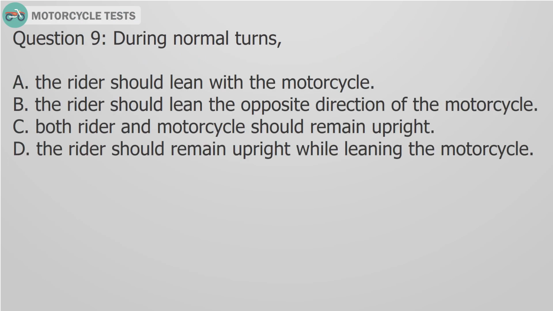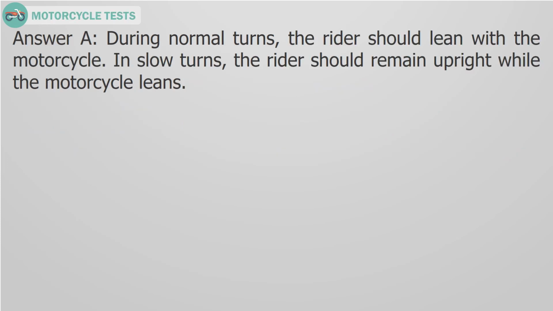Question 9. During normal turns, A. The rider should lean with the motorcycle. B. The rider should lean the opposite direction of the motorcycle. C. Both rider and motorcycle should remain upright. D. The rider should remain upright while leaning the motorcycle. Answer A. During normal turns, the rider should lean with the motorcycle. In slow turns, the rider should remain upright while the motorcycle leans.